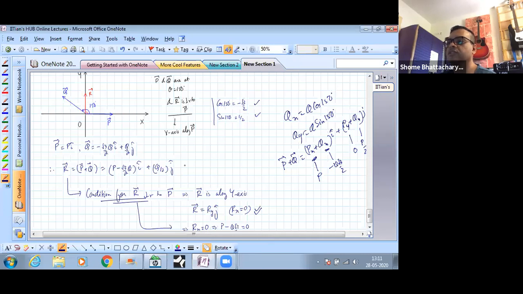See, this is your resultant vector, no? So its x component is which one? This one. This is the resultant's x component, and this is the resultant's y component. Now the condition for perpendicularity is that the resultant's x component should be 0. Okay, so hope this is clear.